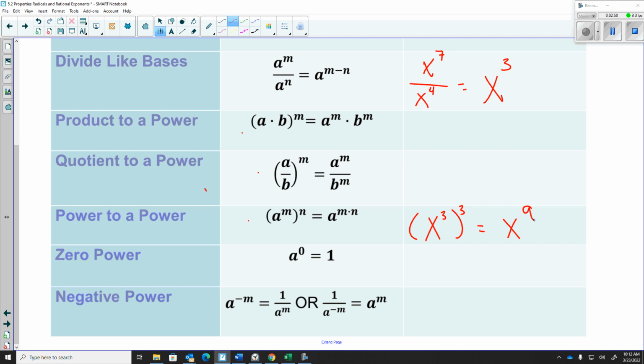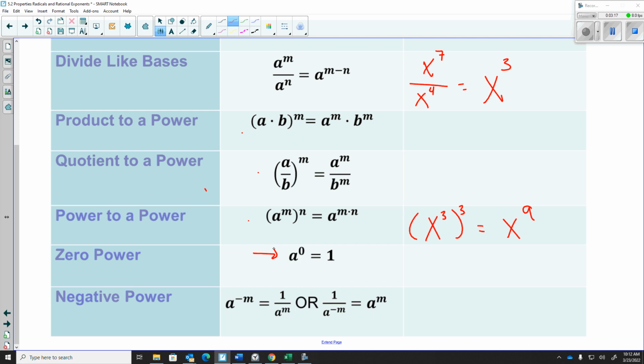This rule is pretty straightforward. Anything raised to the 0 power is always 1. Doesn't matter what the number is. It could be 0 raised to the 0 power. It could be 342 raised to the 0 power. It doesn't matter. Anything raised to the 0 power is 1.